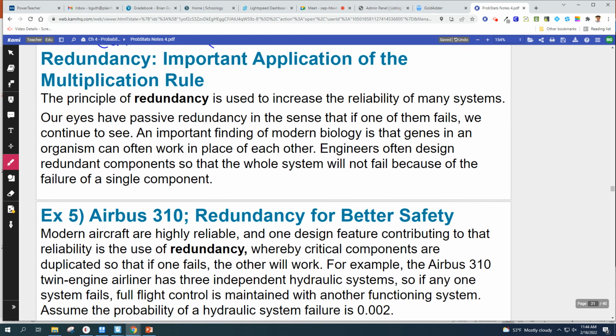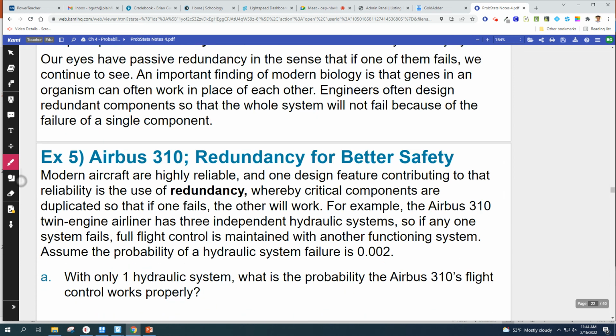Redundancy. The principle of redundancy is used to increase the reliability of many systems. Our eyes have passive redundancy in the sense that if one of them fails, we continue to see. An important finding of modern biology is that genes in an organism can often work in place of each other. Engineers often design redundant components so that the whole system will not fail because of the failure of a single component. Redundancy. If one thing breaks down, something else kind of picks up the slack.